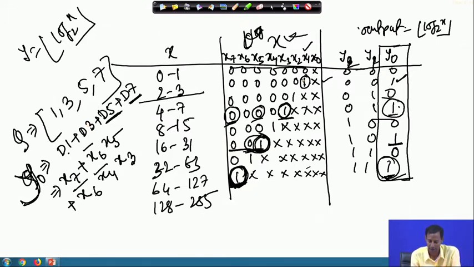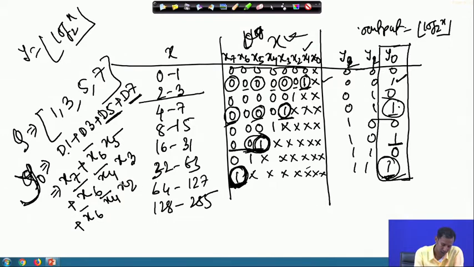Okay. Then for 1, I have got 1 over here, 1 over here, and 1 over here. So, for this I have to consider only these 4. So, for D1 now I can write the expression as x6 bar, x2 bar and x1. Okay. So, this is the final expression of y0.